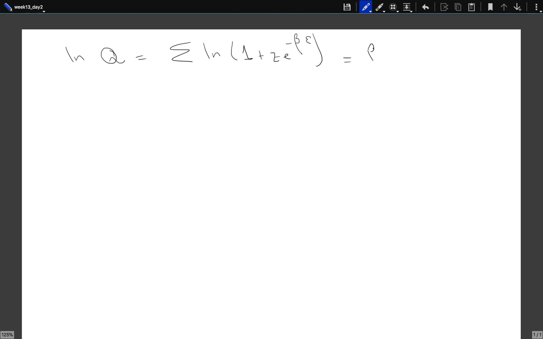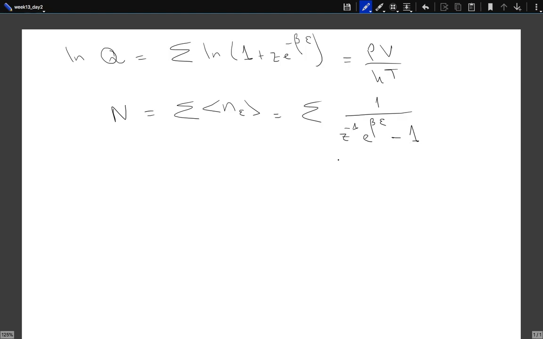And this was equal to PV over kT in general, the logarithm of the grand partition function, and the number of particles is given as the average number of particles in a given single particle state, which turns out to be the sum over 1 over z to the power minus 1 e to the power beta epsilon. In the case of the bosons this was a minus 1, but now for fermions this is a plus 1.